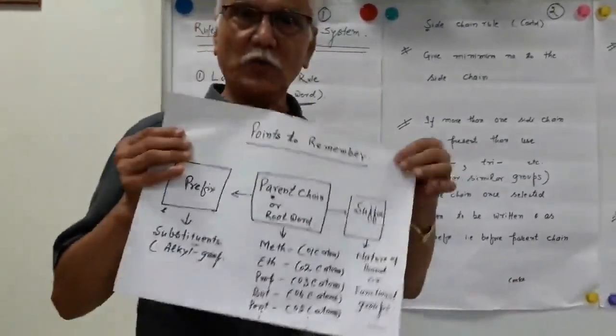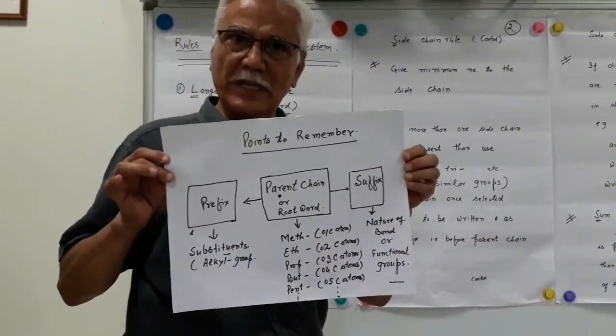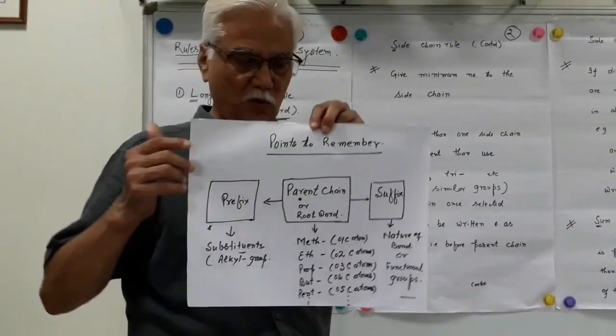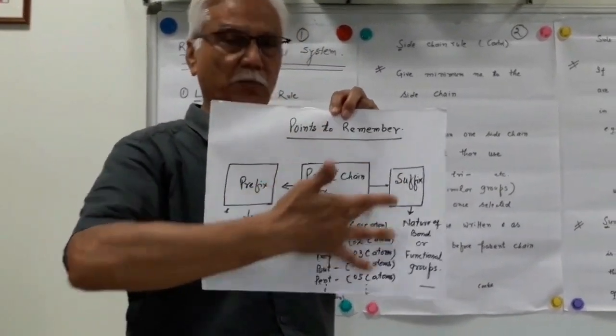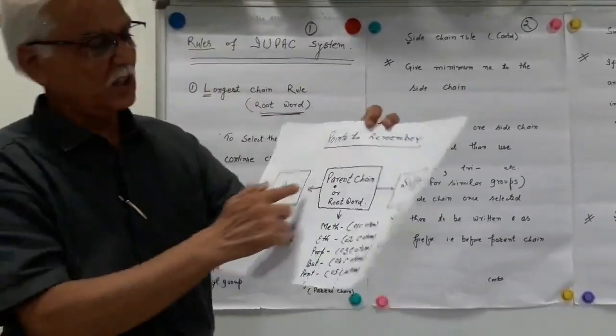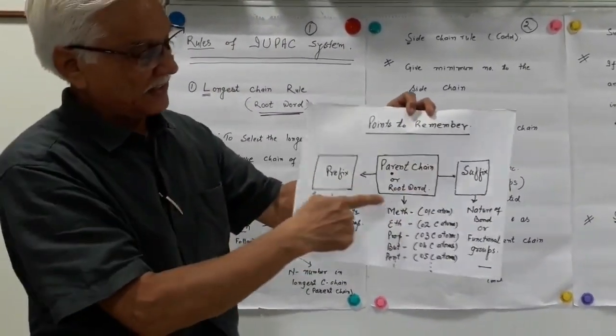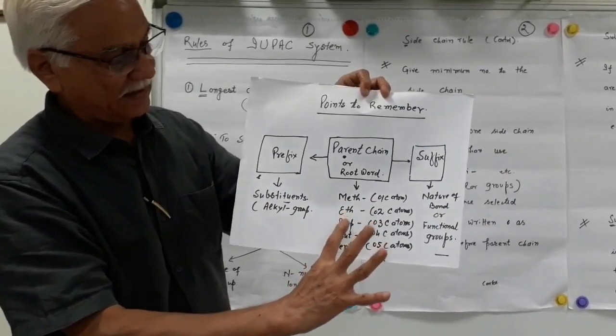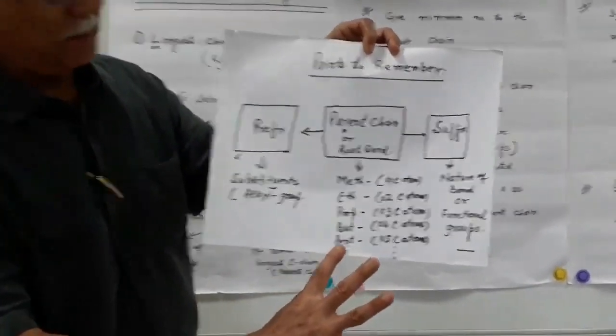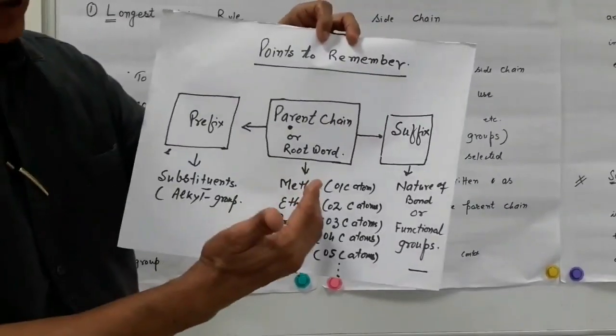So this is how we have to name the organic compound. The first in the middle means the main portion, that is this L. L means the longest chain. And these are the words meth, eth, prop, but, pent, hex, and so on. I have told you already.